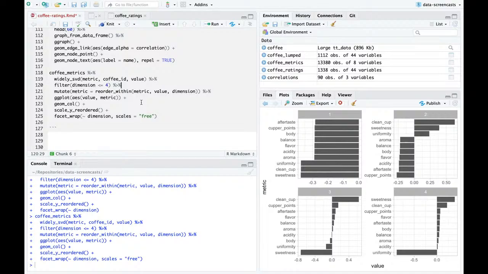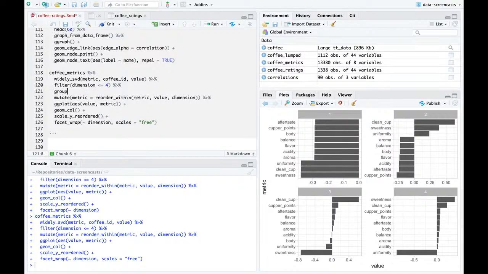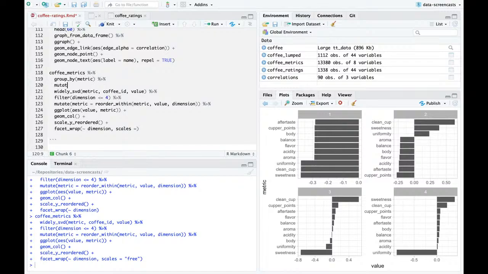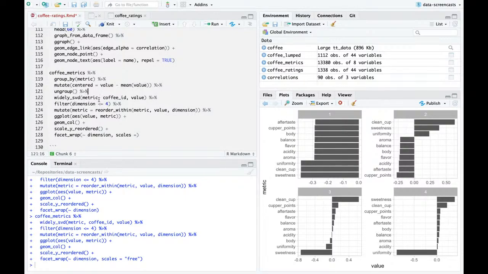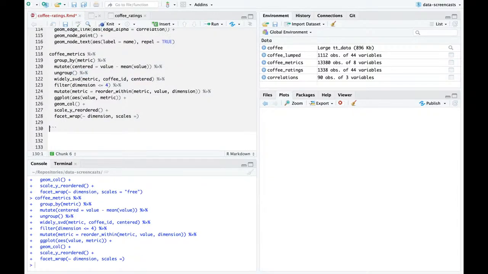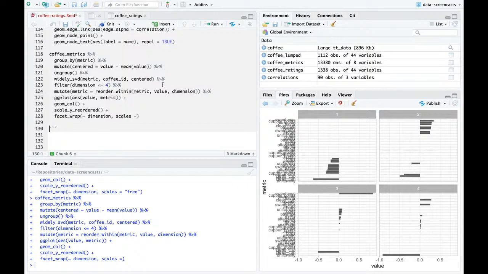Let me try centering the values, and I think it might actually work. How do I center them? I would group by metric. This is capturing mostly the fact that uniformity, clean cup, and sweetness are higher than everything else, capturing the means without anything interesting. So I'm going to say centered equals value minus mean of value. Then the average will always be 0, and I'm going to use centered as the value in our singular value decomposition. And would you look at me? I forgot to say scales equals free y.